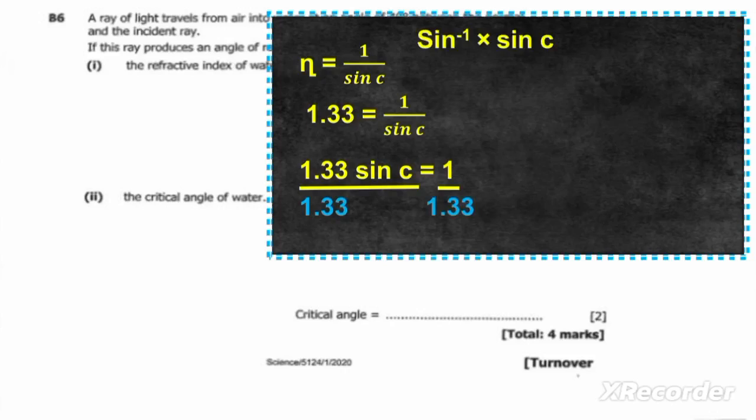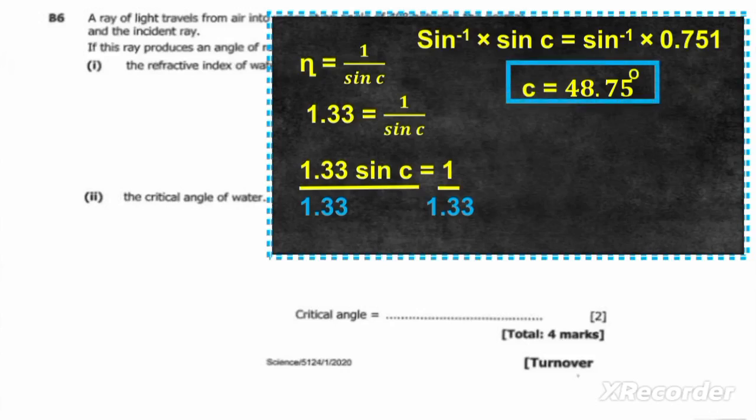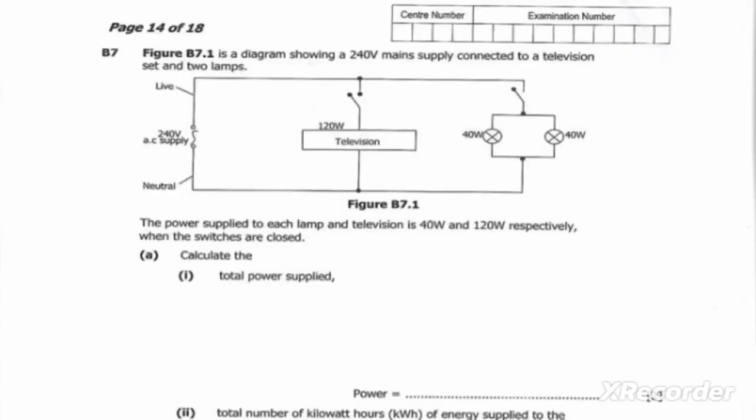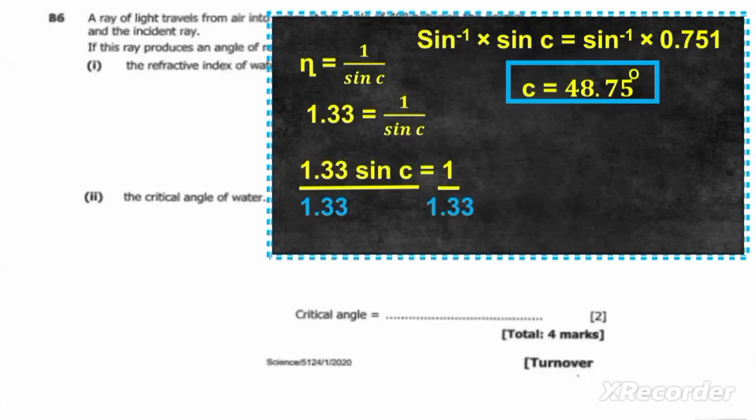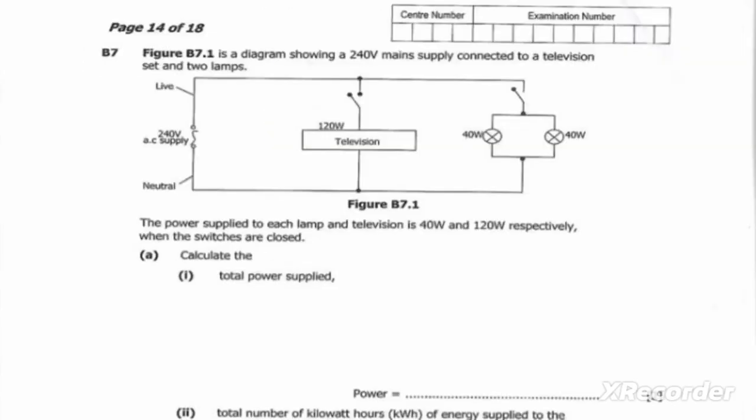Let us find the sine inverse of sine c. The sine inverse of sine c, we are going to remain with c. Then the sine inverse of 0.751 is 48.75. So 48.75 is our answer. We are done with this question. We move to the next question, which is question B7.